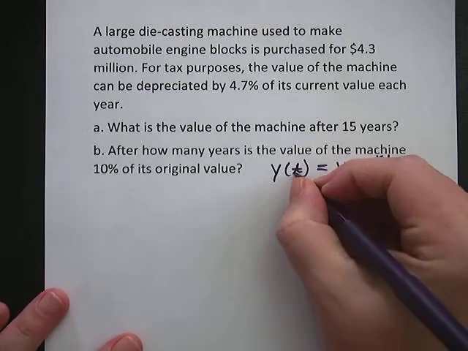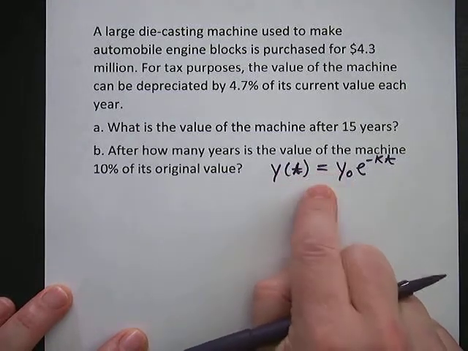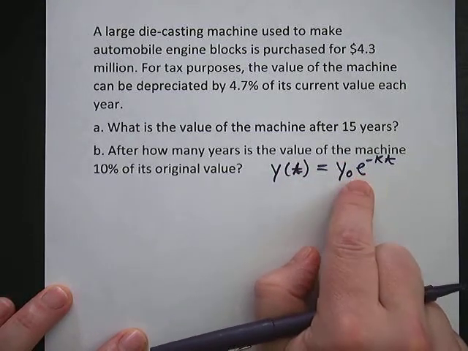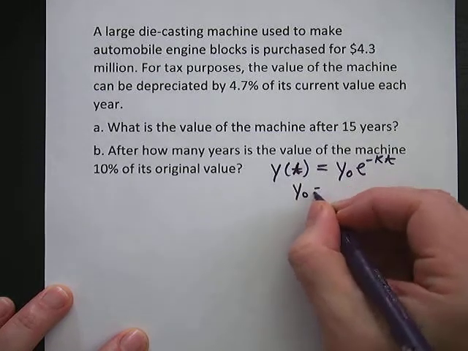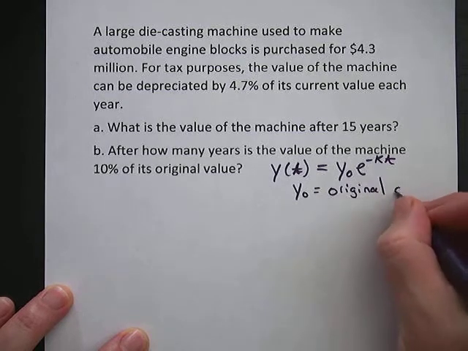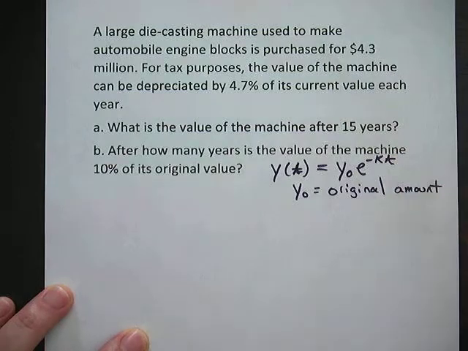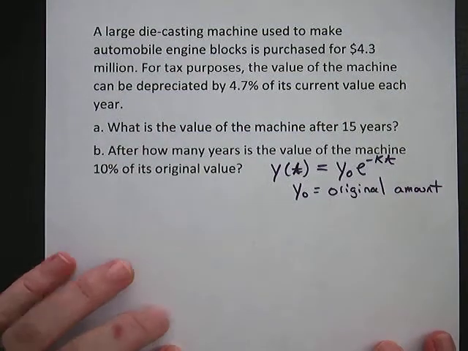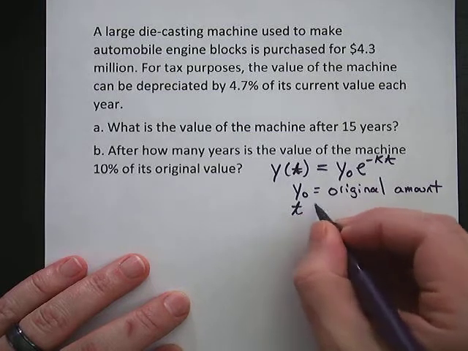Okay, so I've written down the exponential equation that we're going to use here. y(t) equals y sub 0 times e to the negative kt. Now, y sub 0 is equal to the original amount. So in this case, the original amount would be 4.3 million. But we're not going to use that quite yet. And then, of course, t is equal to time.